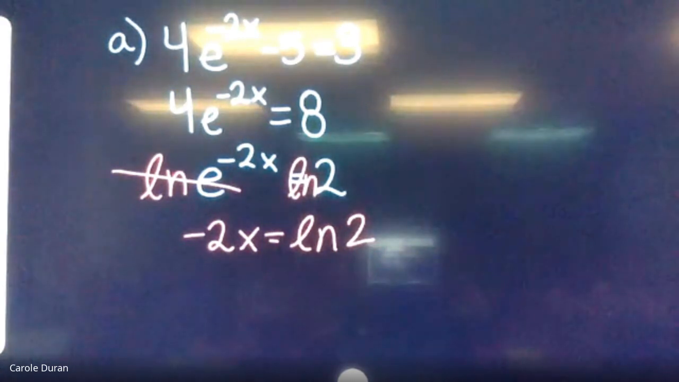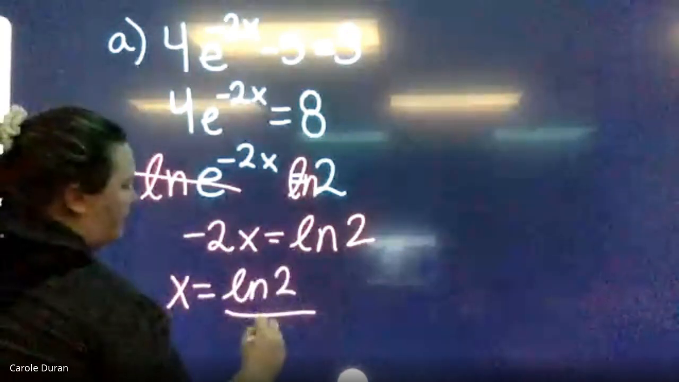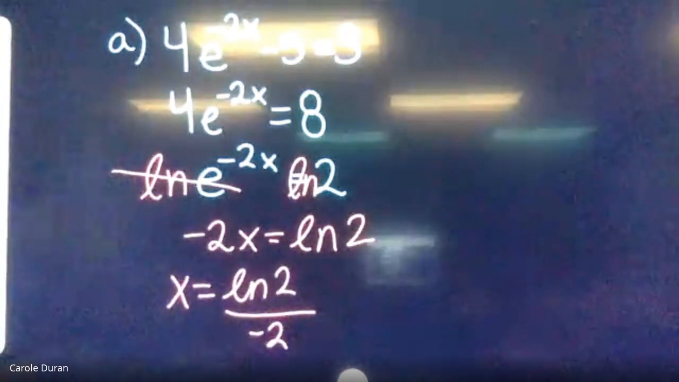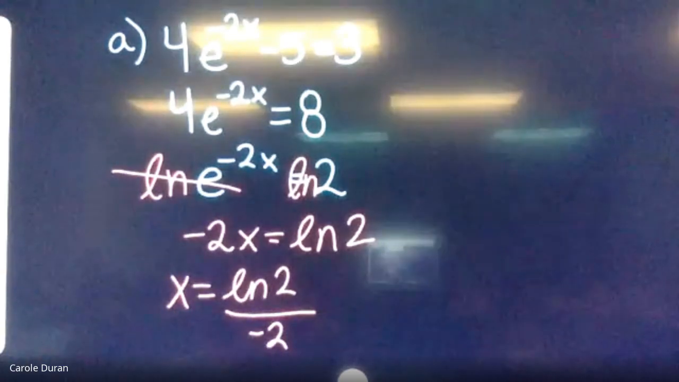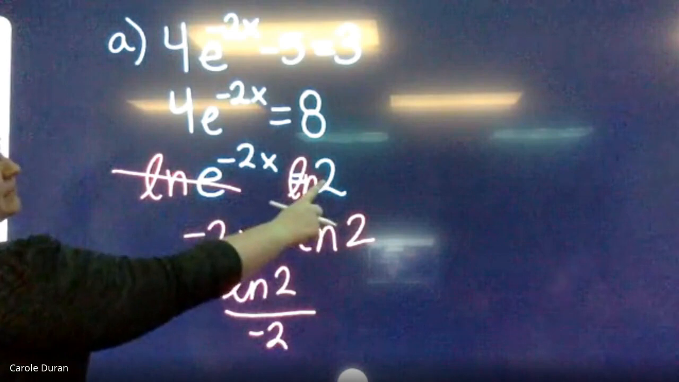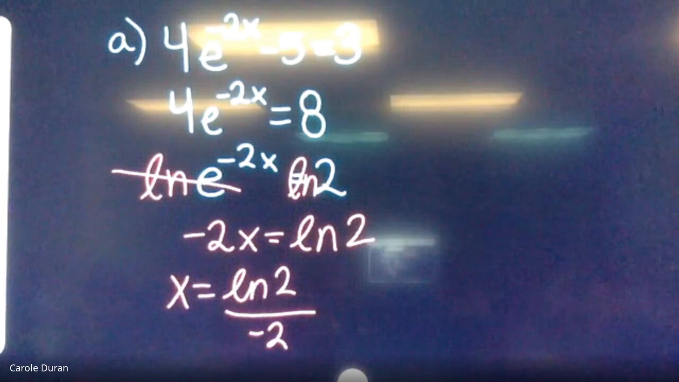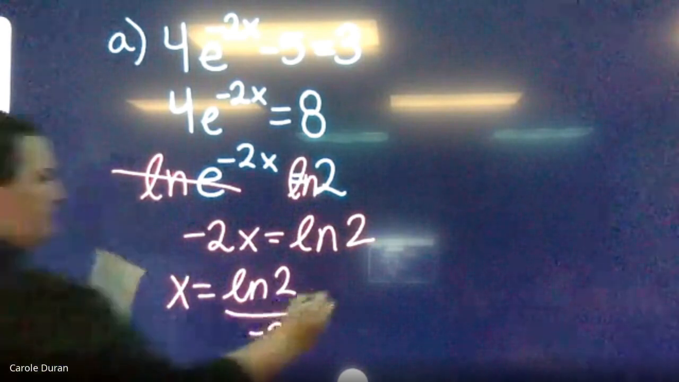So now to finish isolating the x, what am I going to do? Divide by -2, and I get x equals the natural log of 2, all divided by the -2, and we can put that into our calculator. What's wrong? I thought it canceled on both sides. No, it only cancels if we have a base e. There was no base e here, so that one has to stay. Can you say that again, Brandon? -0.3465.